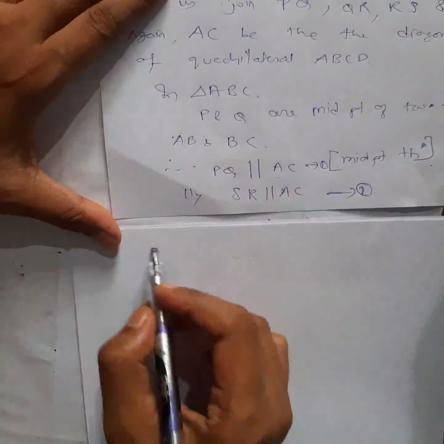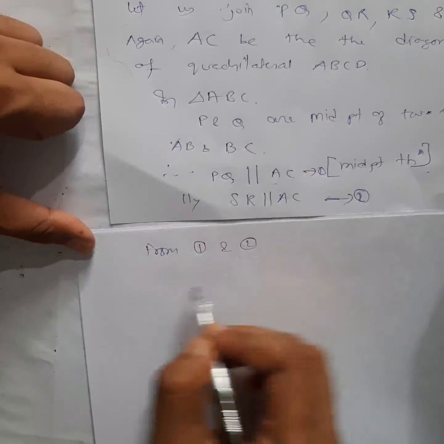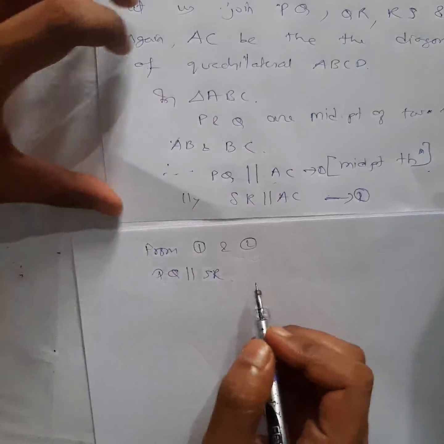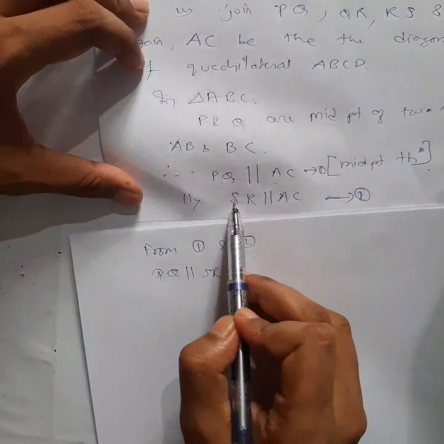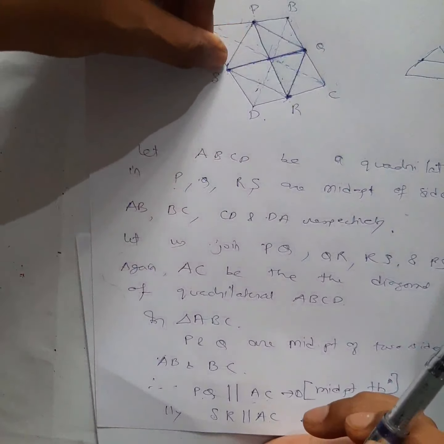From 1 and 2, PQ is parallel to SR. Can I write that? Yes, PQ is parallel to AC and SR is parallel to AC, so obviously these two must be parallel too, right? So I have already shown PQ parallel to SR. Now I will show QR and PS are parallel.